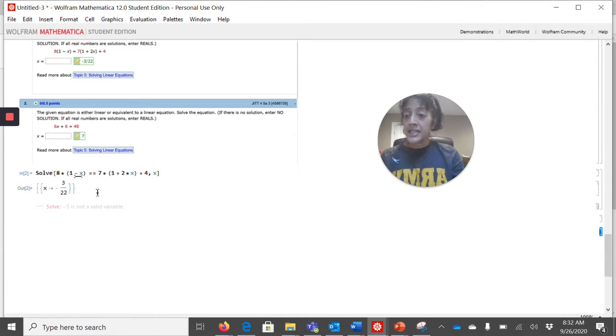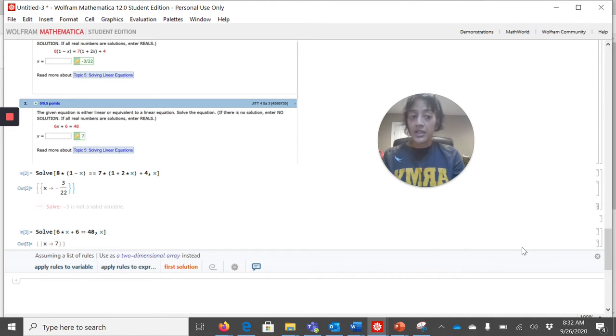So let's do the next one. You can be lazy and just change what you have there. Let's not do that. So solve 6 times x plus 6 equals 48 plus 4x, comma x. Shift-Enter, x is 7. See how quick that is?